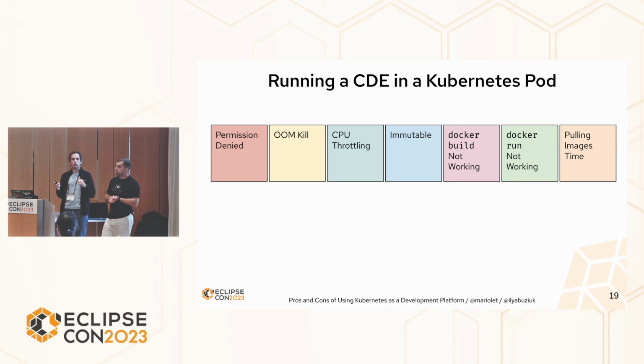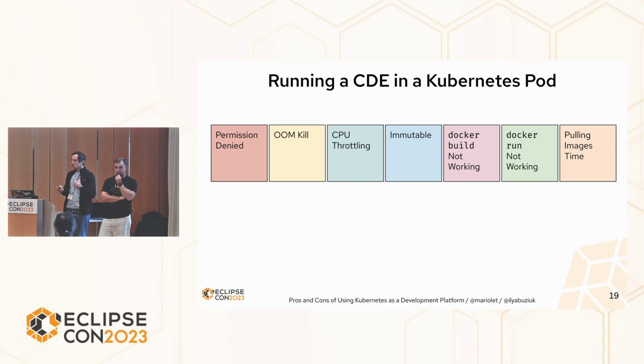A fourth one: immutable. When you have your container running, you're not able to install new tools. You should not change it. This is a good thing because it makes your development environment repeatable. But on the other hand, it's kind of frustrating. You just want to try out a new version of something. You probably need to rebuild the image.